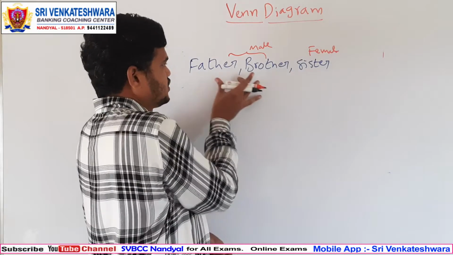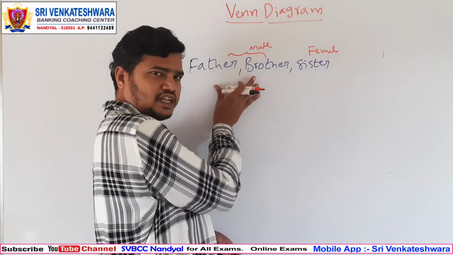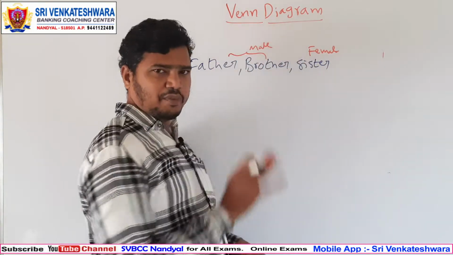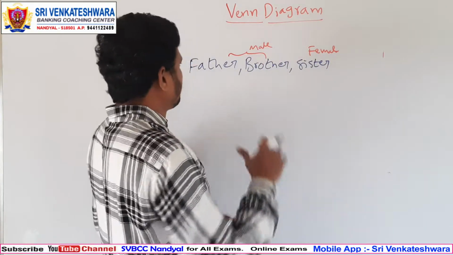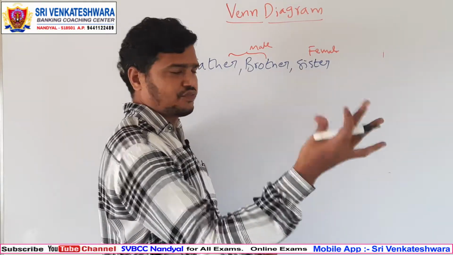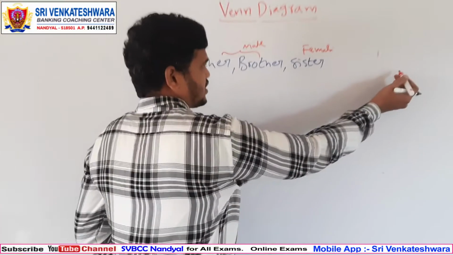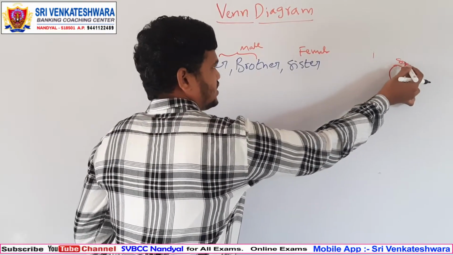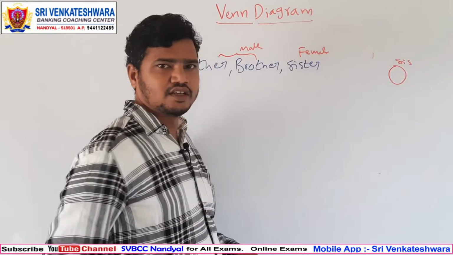Common relationship in between these two is male relationship, this is the female relationship. So father, brother and sister. Sister is different. So how can we draw this? First of all you can draw the sister. This is the sister. Sister is different, female category.